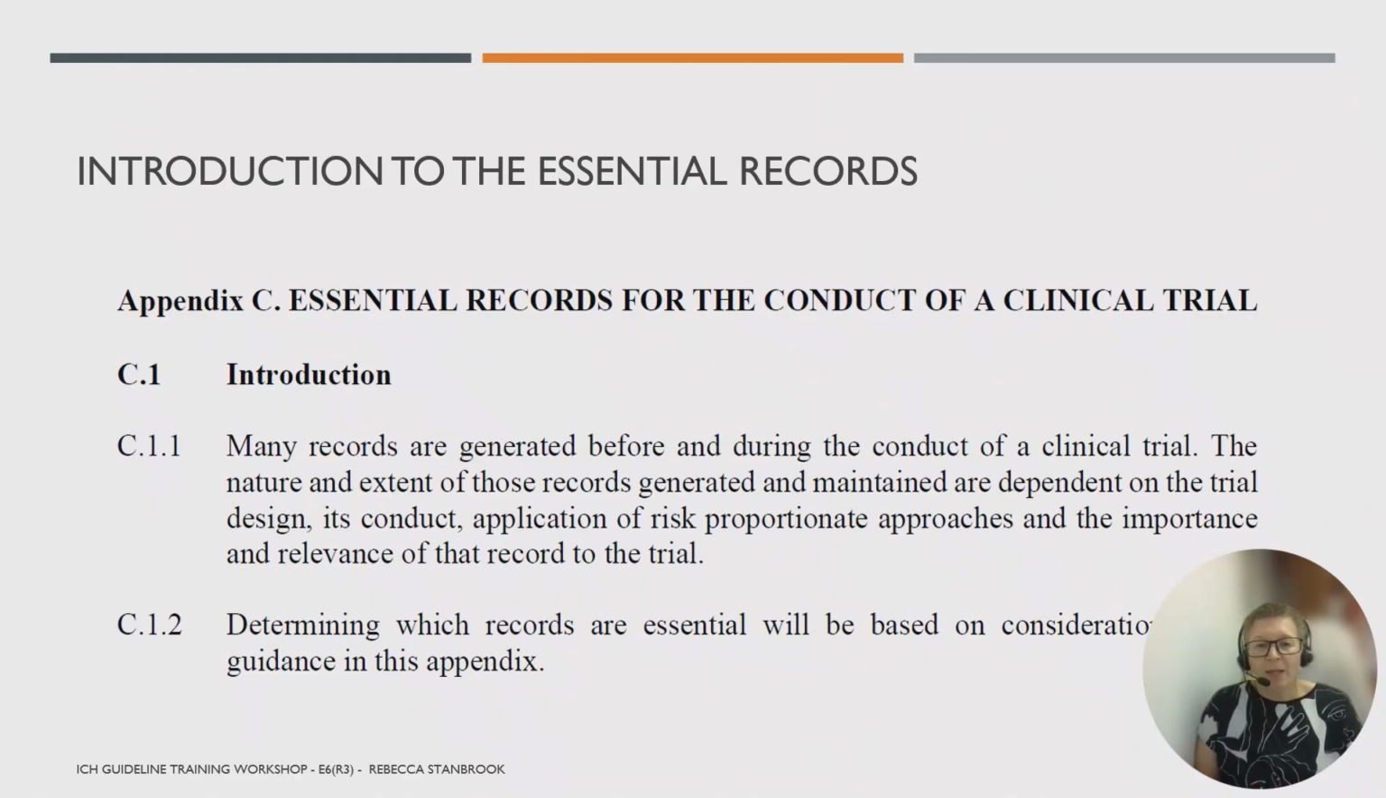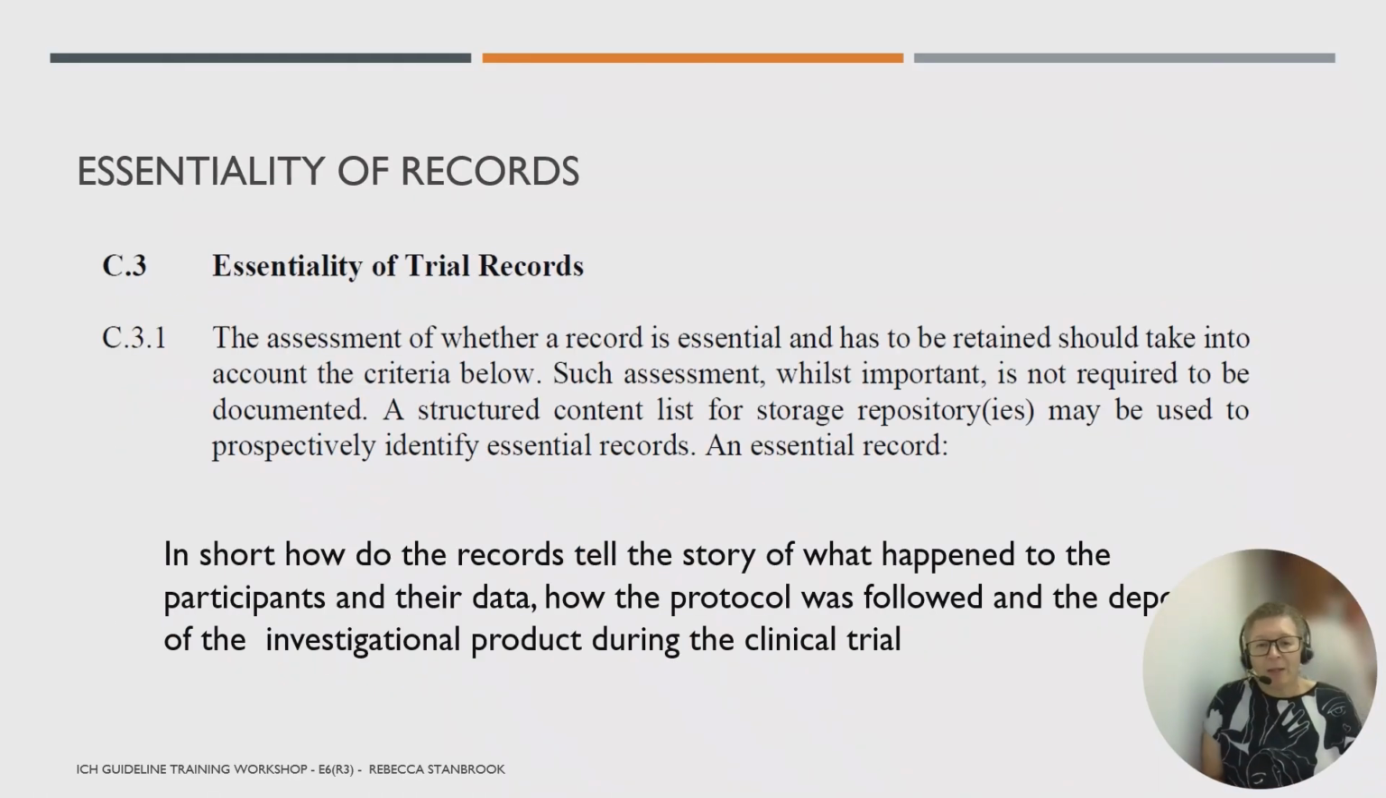And of course, you then need to determine which records are essential. So we have a little bit of help here. You need to assess whether a record is essential and whether it needs to be retained, utilising the criteria below. We do have a table which gives an idea of which records might be essential records, depending on the trial design. And at the end of the day, we're trying to tell a story of what happened to the participants and their data and how the protocol was followed during that trial.